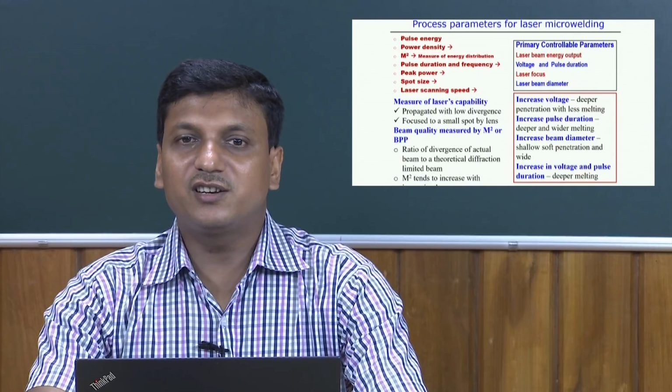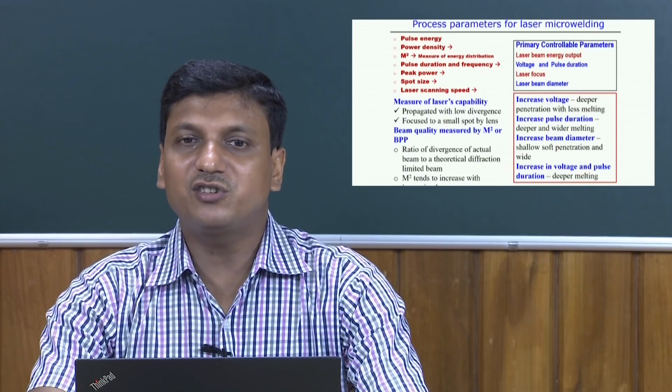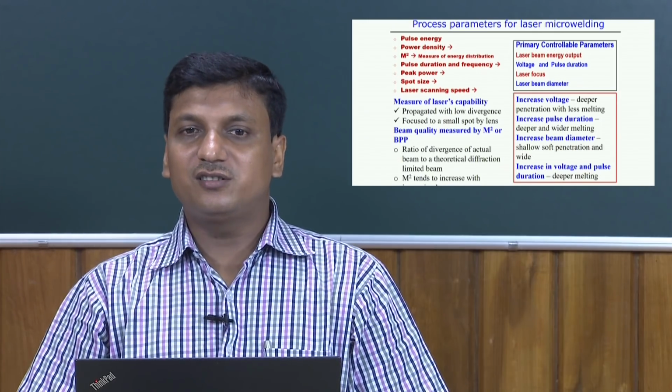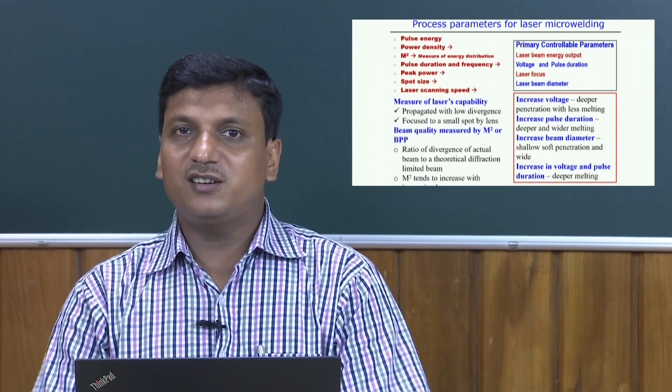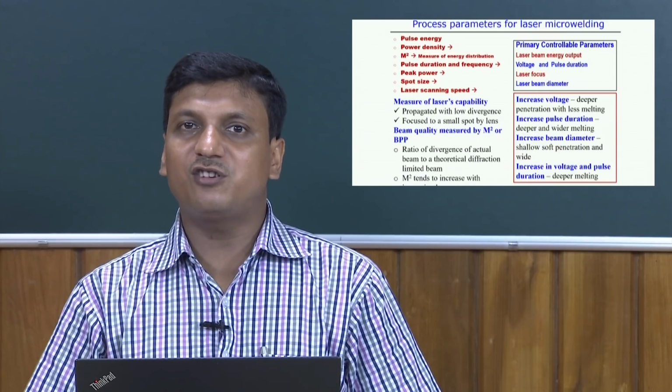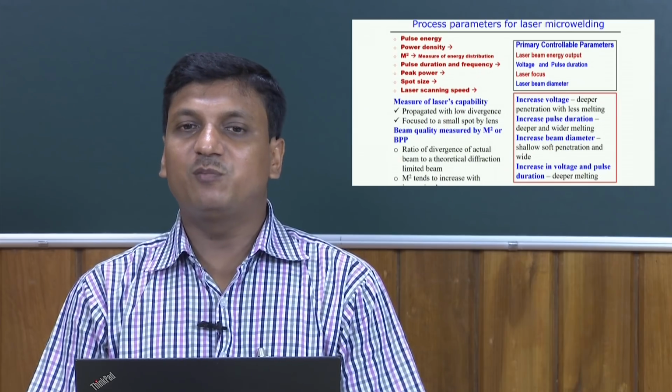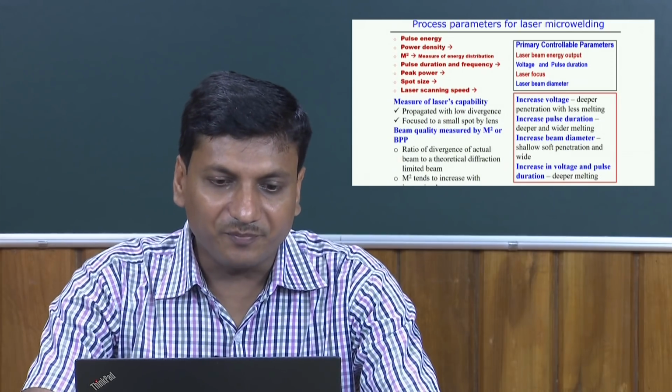But if both the voltage as well as the pulse duration are increased, in that case very deep melting is required, maybe the weld pool volume requirement is very high, then we need to increase both the voltage as well as the pulse duration.